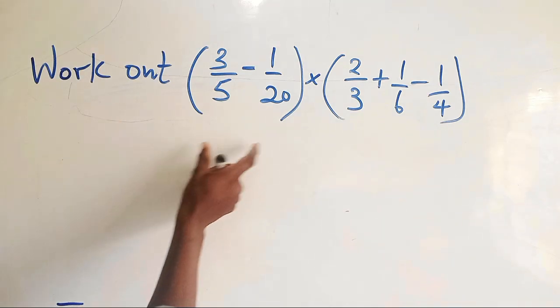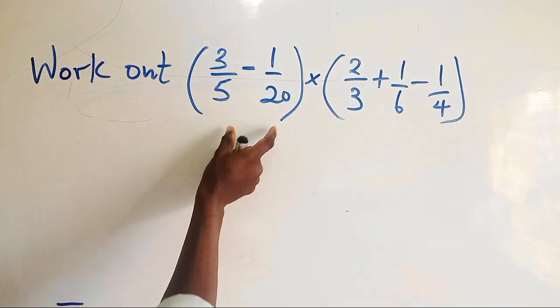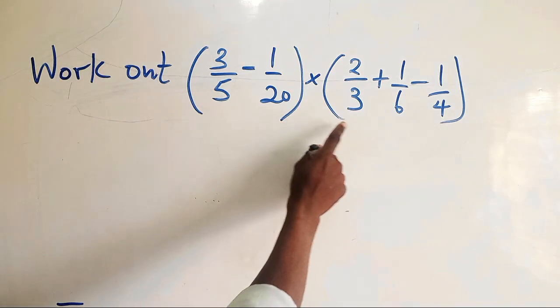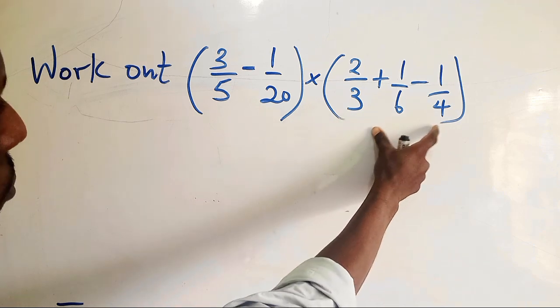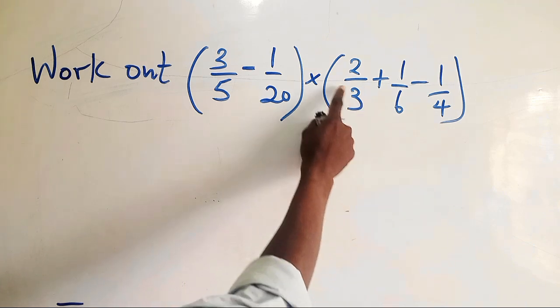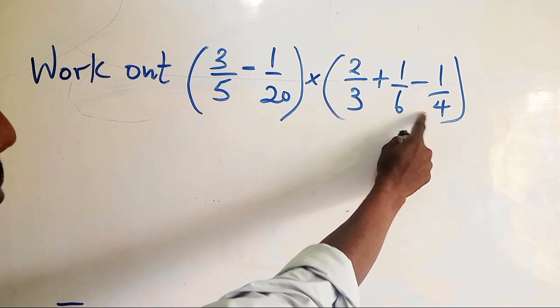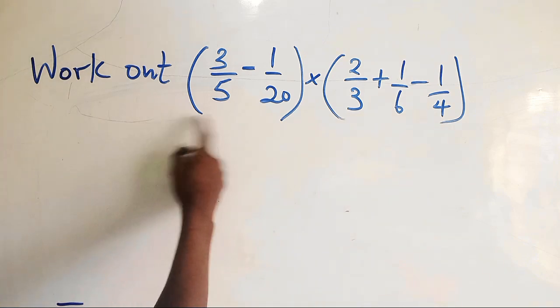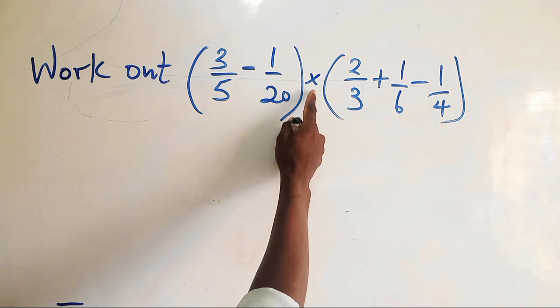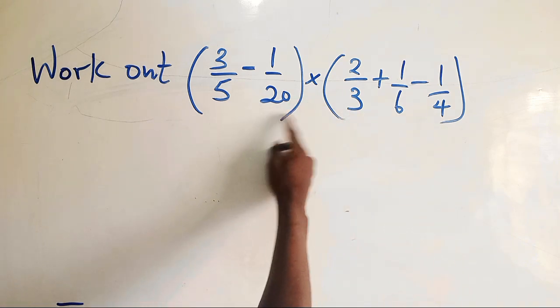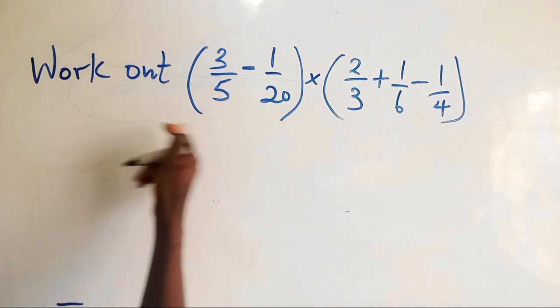Work out this fraction. We have 3 over 5 minus 1 over 20, multiplied by the fraction in the next parenthesis, which is 2 over 3 plus 1 over 6 minus 1 over 4. We have to work it out. So we have multiplication joining the two brackets. So how do we go about it? Solution.